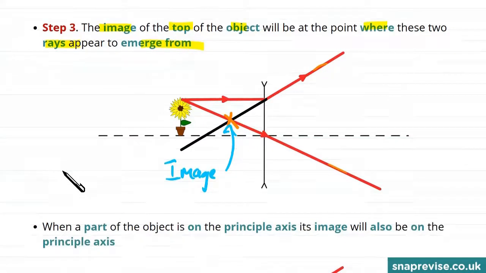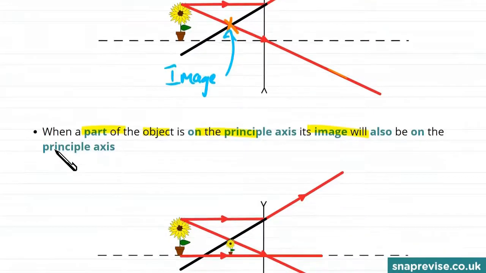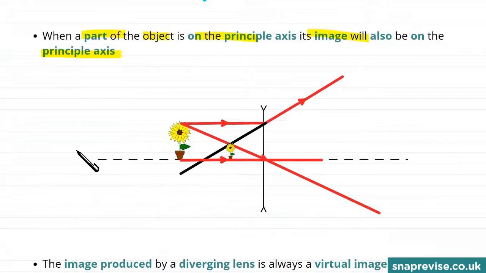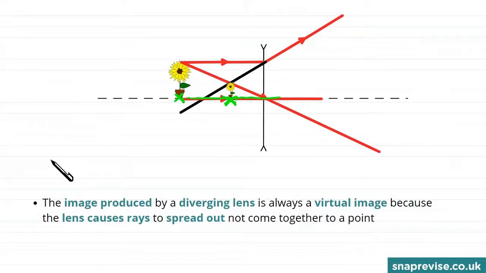Now, when part of an object is on the principal axis, its image will also be on the principal axis. So for example, the bottom of our object was on the principal axis, so the bottom of its image will be as well. And so the bottom of the image is just here. We've constructed the full image now.